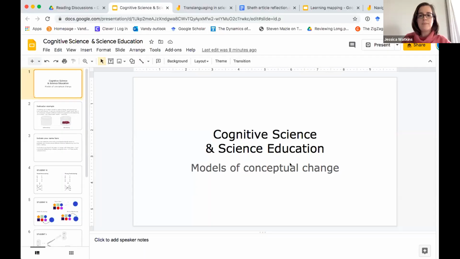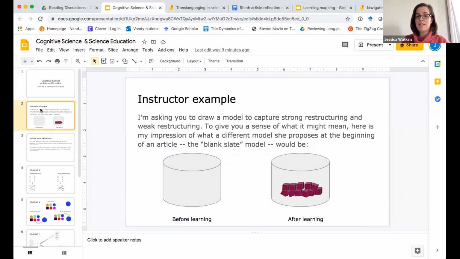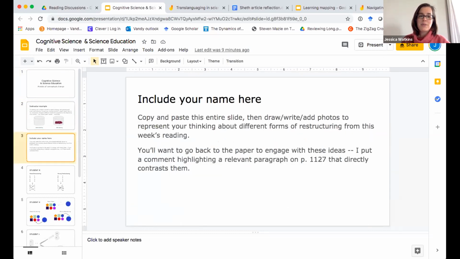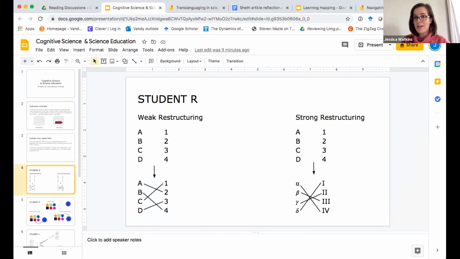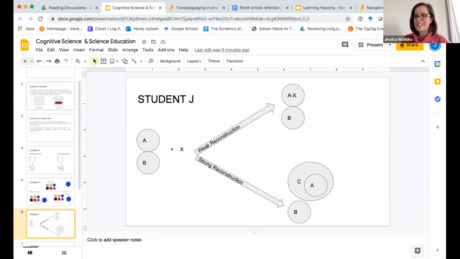So early on, this was an early assignment that I had them do. They read about cognitive science and science education. It's a really dense article that talks about different theories of learning. So I asked them before class to come up with a model for what they thought the author meant by strong restructuring or weak restructuring. And I gave them an example. And I asked them to include their name and then have that be a way to structure the small group conversations later. So they each came up with their own example, and you can see they're pretty different.